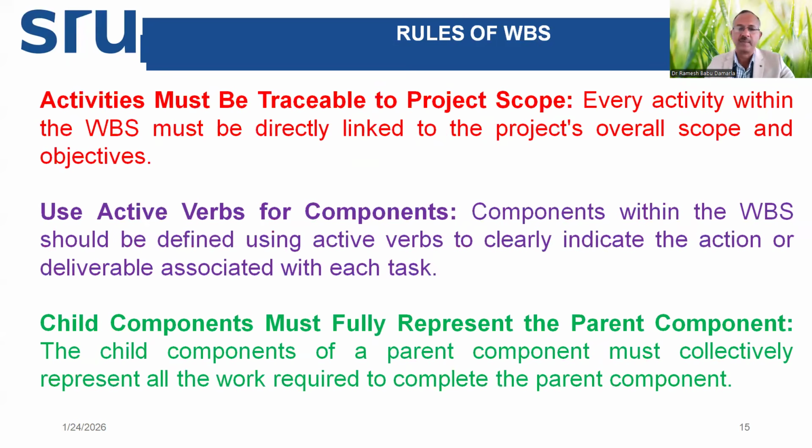The child components of a parent component must collectively represent all the work required to complete the parent component. If you're talking about the mechanical assembly of this car, which is the example I'm taking now, all the mechanical elements, all 100%, must be there in the child components list, which completely makes the car body assembly ready.